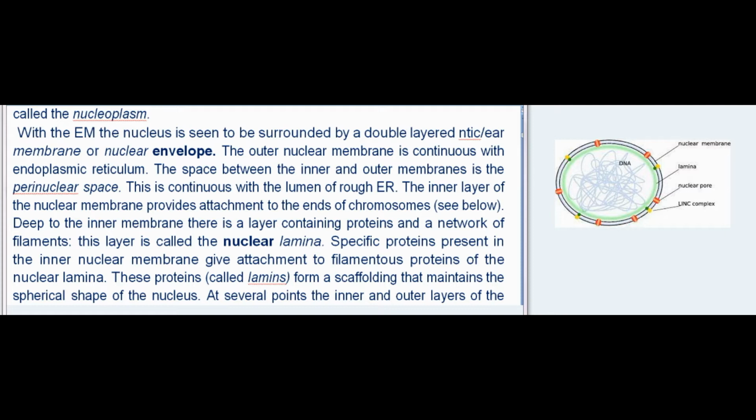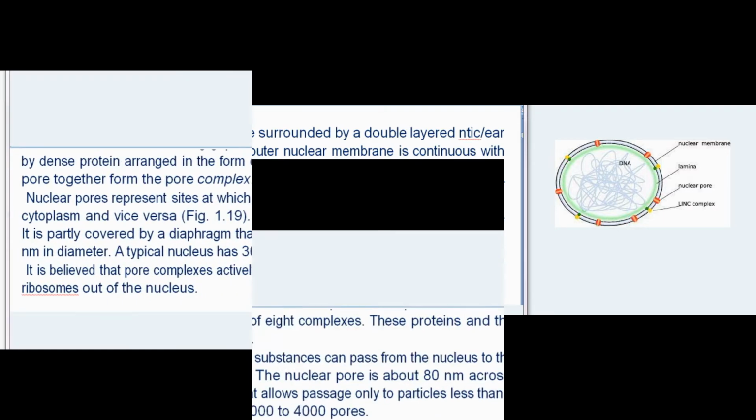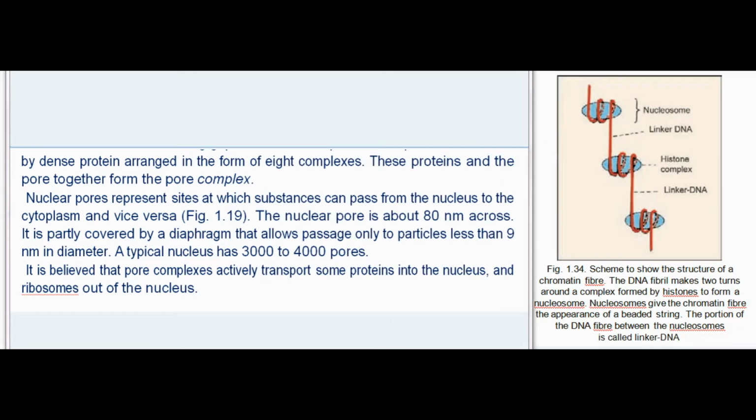Specific proteins present in the inner nuclear membrane give attachment to filamentous proteins of the nuclear lamina. These proteins, called lamins, form a scaffolding that maintains the spherical shape of the nucleus. At several points the inner and outer layers of the nuclear membrane fuse, leaving gaps called nuclear pores. Each pore is surrounded by dense protein arranged in the form of 8 complexes. These proteins and the pore together form the pore complex. Nuclear pores represent sites at which substances can pass from the nucleus to the cytoplasm and vice versa, Fig 1.19.